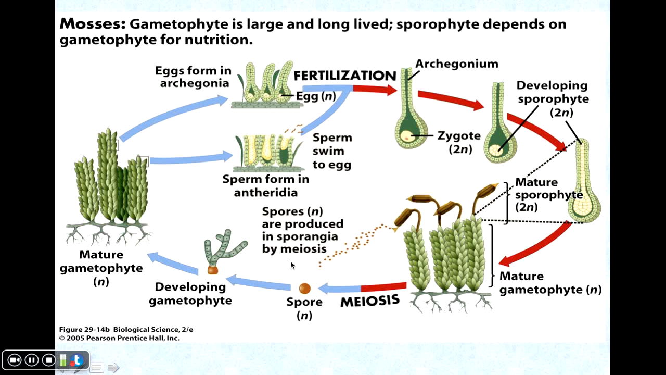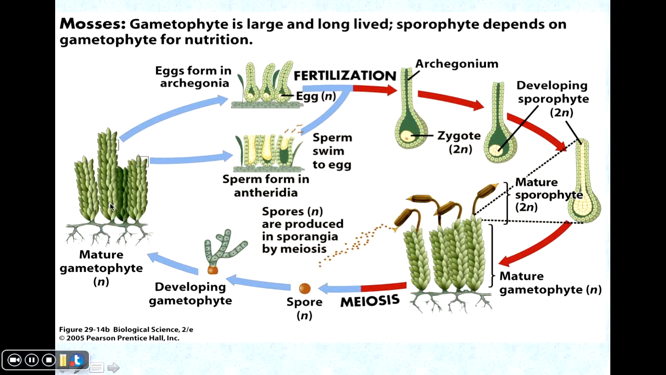In mosses, the spores may blow around for a while, but eventually they land somewhere. When conditions are right, when there's moisture available, the spores will grow into gametophytes, as spores always do, thus completing the moss life cycle.